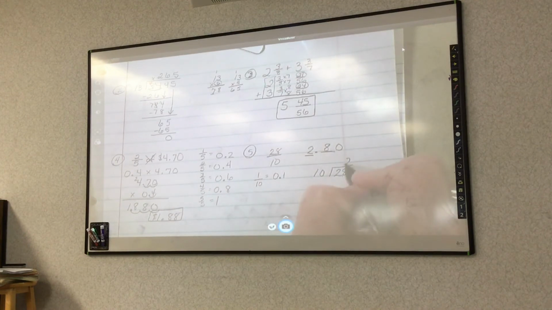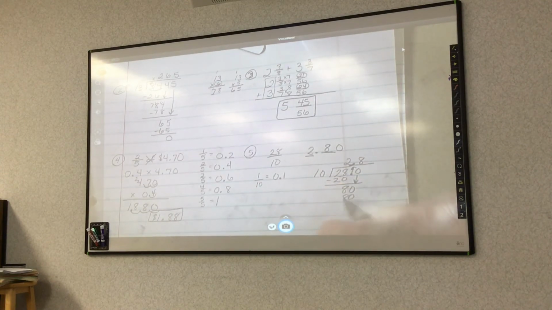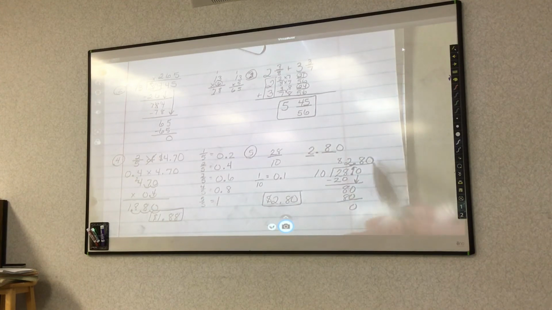10 goes into 28 twice. 8 left, add a decimal, bring it up. Add the 0, bring it down. 10 goes into 80, 8 times exactly. But we need to go to the penny, so I need to add a 0. So my final answer is $2.80. I said, why wouldn't you add 1 because a penny is 1 cent? You're rounding to the 0, because 10 doesn't go into 0 one time.